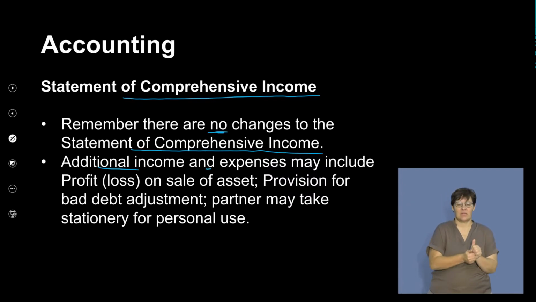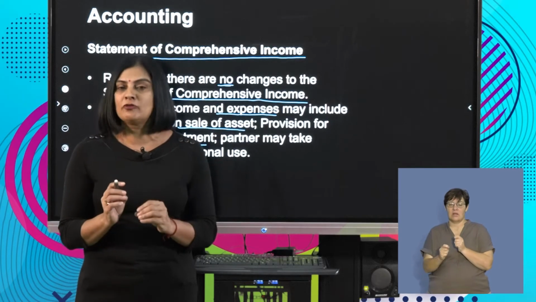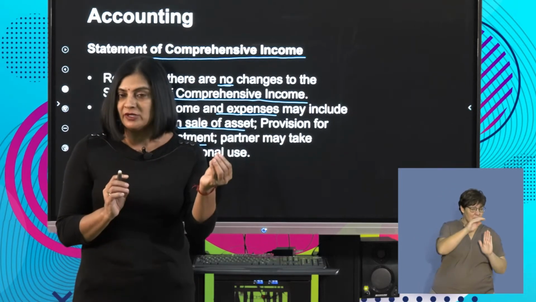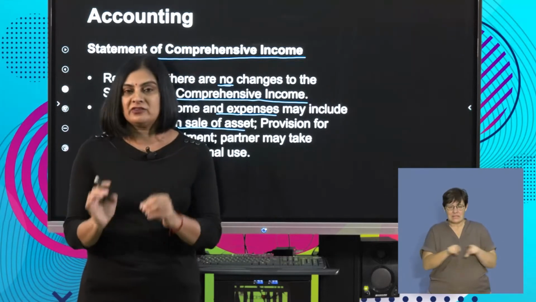Additional income and expenses may include profit or loss on sale of asset, provision for bad debts adjustment, and then you could come across a partner taking stationery or any other consumables for personal use. So I've given you examples of additional year-end adjustments that affect the statement of comprehensive income. However, the layout of your statement of comprehensive income is exactly the same as a sole trader.